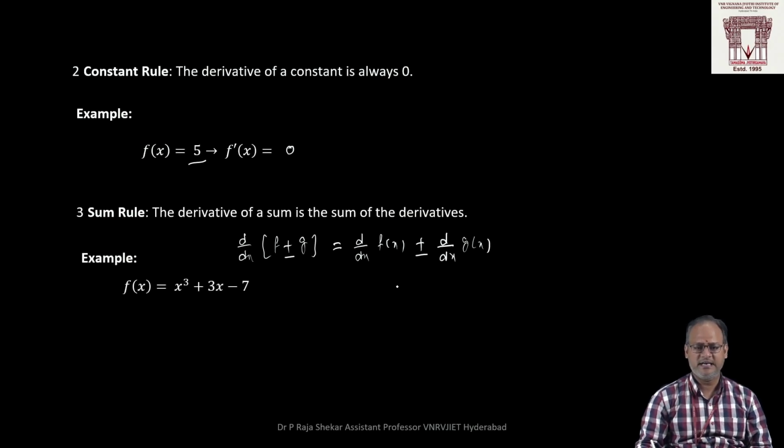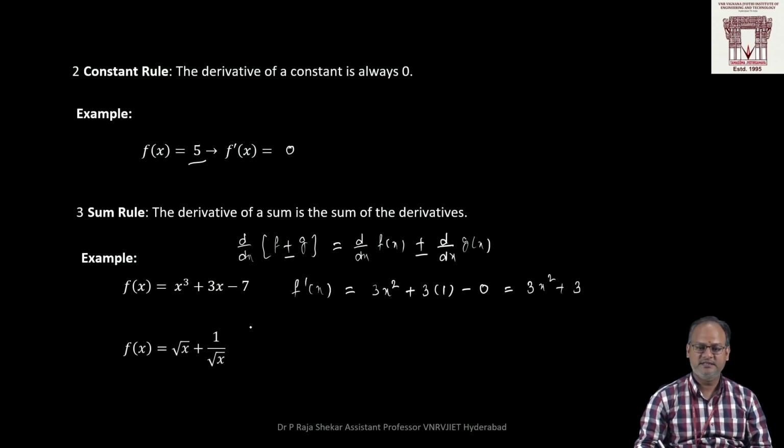For instance, let me take one example, a simple polynomial I just took consisting of 3 terms, namely x cube, 3x and minus 7. Then the derivative of f of x, which is f dash of x, is equal to the derivative of x cube, that is what we have seen in the previous problem, it is 3x square, plus 3 into the derivative of x as 1, and minus the derivative of 7, being a constant, the derivative of 7 is 0. So it is simply 3x square plus 3. The derivative of x cube plus 3x minus 7 is 3x square plus 3.